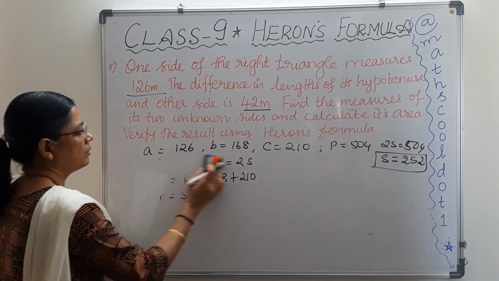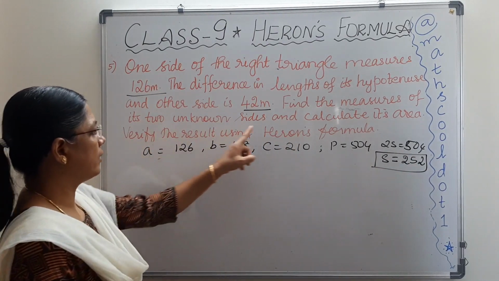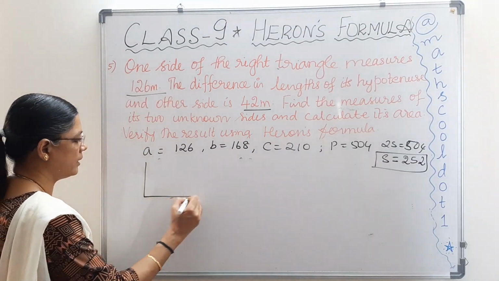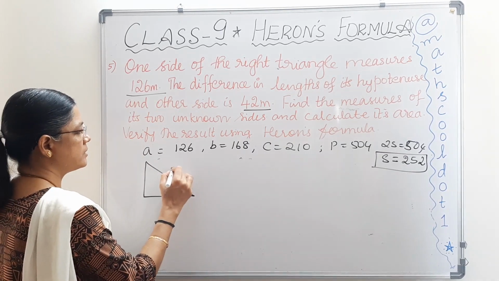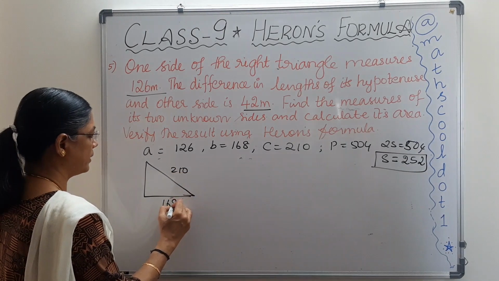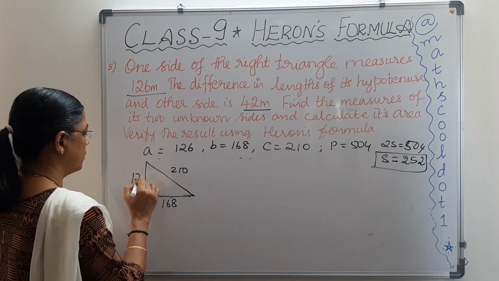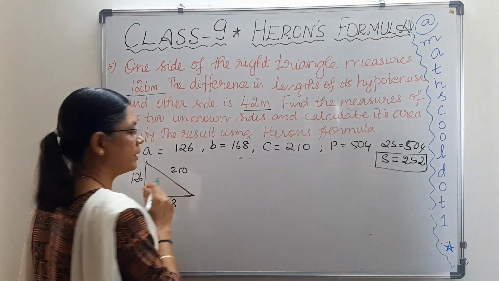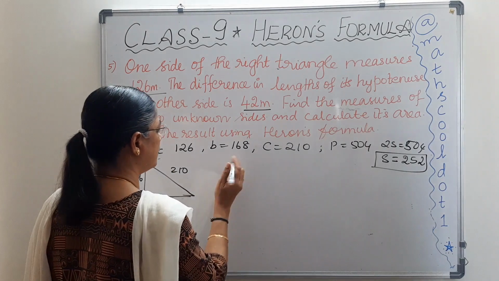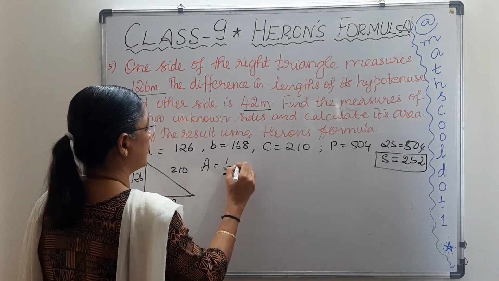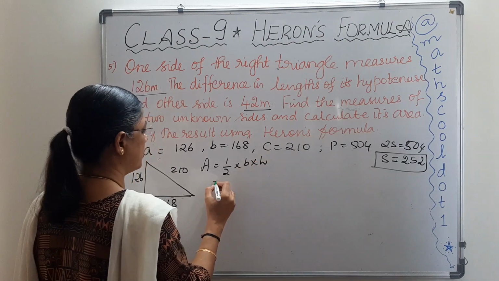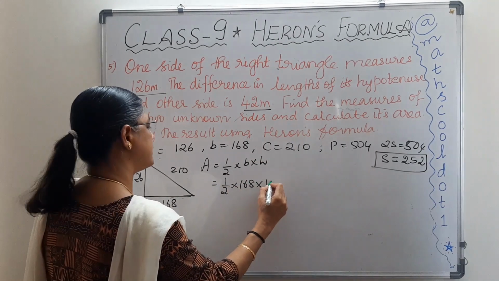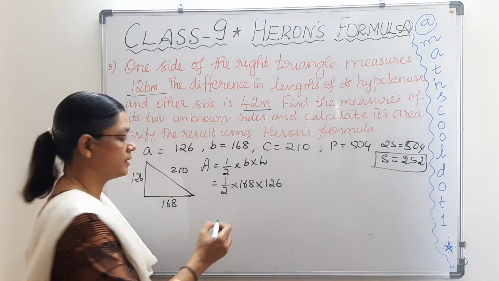Now we have found the unknown sides and we need to calculate its area. Now we need to find the area by direct formula. See, this is C, 210 and 168 and this is 126. Okay, we'll find the area of the triangle. Area of the triangle is equal to half into base into height. So what is the base? 168. Height is 126, isn't it?